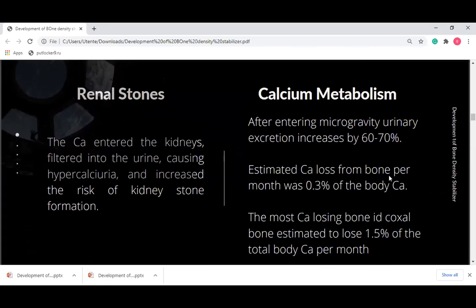Some other problems caused in space are renal stones, which are due to hypercalciuria. This is a condition where you get a lot of calcium in the urine, and there's a risk of forming a kidney stone.